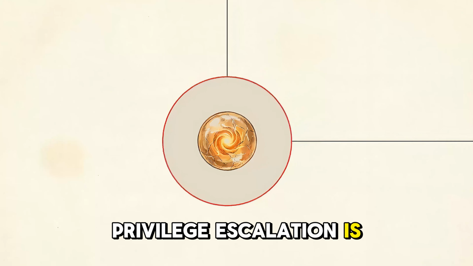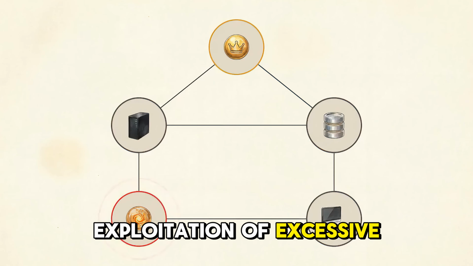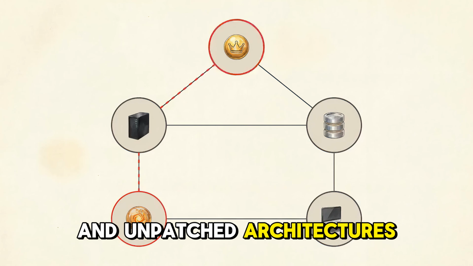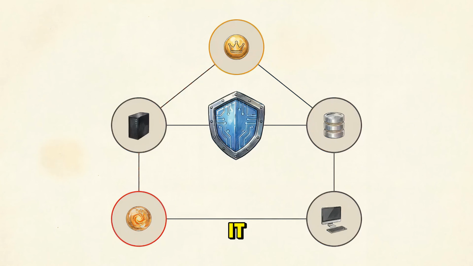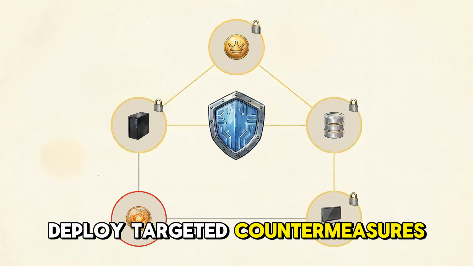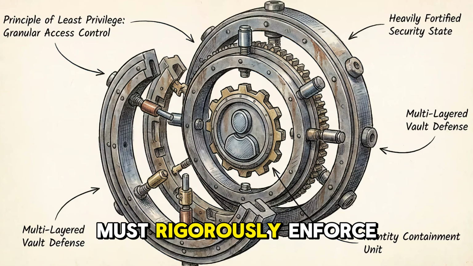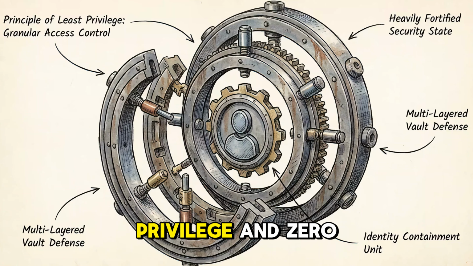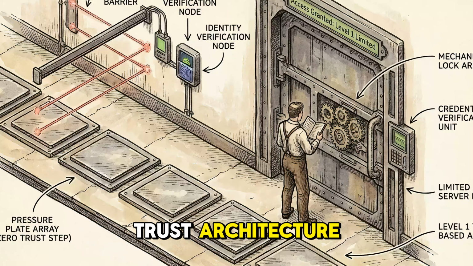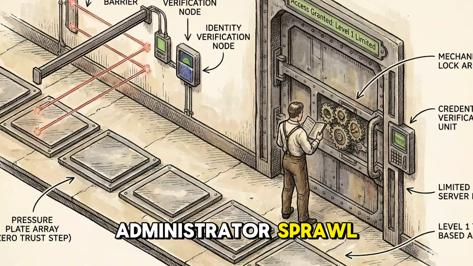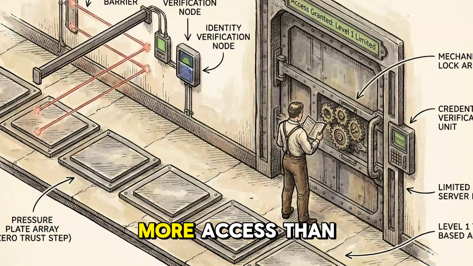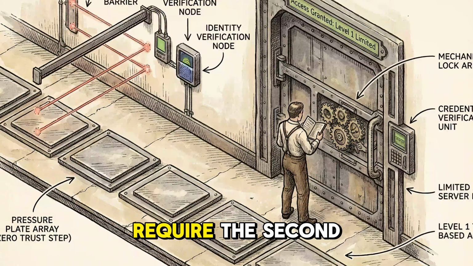Privilege escalation is a predictable exploitation of excessive permissions and unpatched architectures. To defend against it, security teams must deploy targeted countermeasures. The first defensive pillar is identity and access. Organizations must rigorously enforce the principle of least privilege and zero trust architecture to eliminate local administrator sprawl and ensure no user has more access than their immediate tasks require.